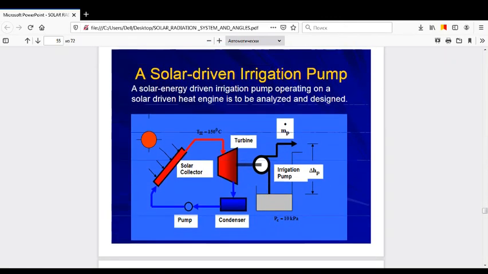A solar driven irrigation pump. In a solar energy driven irrigation pump, one operating on a solar driven heat engine is to be analyzed and designed. Solar collector, the sun rays, the thermal heat temperature is up to 150 degrees centigrade. That heat goes to the turbine and rotates it, and this heat goes to the condenser, where with the help of a pump we again circulate it, and this is used to rotate the pump. So the turbine is used to rotate the irrigation pump and we obtain the energy.